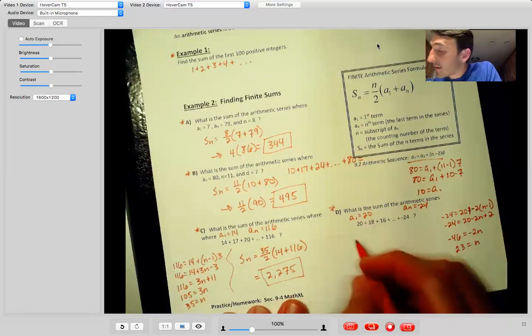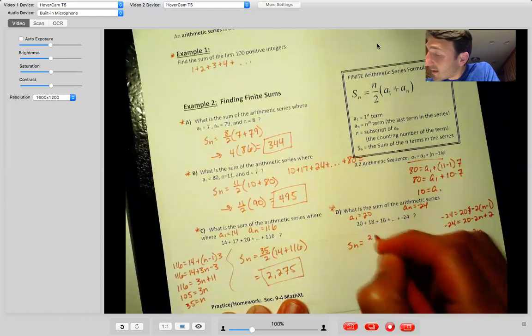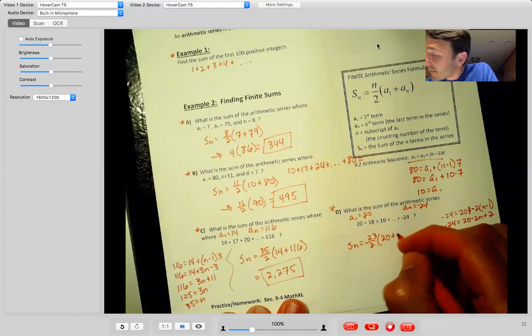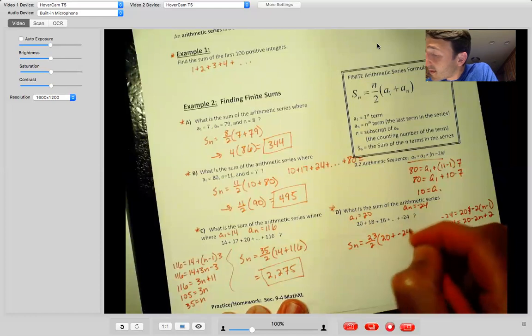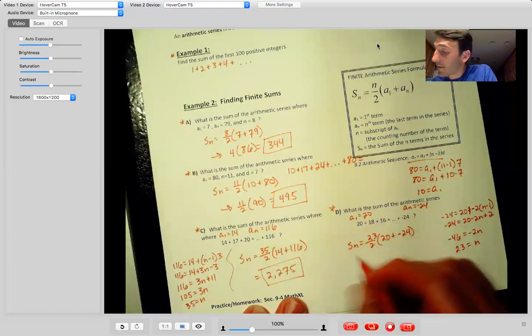And then I'm going to use that. So 23 over 2 times the quantity 20 plus negative 24, minus 24. That would be an easier way to write that. So that would just give me negative 46.